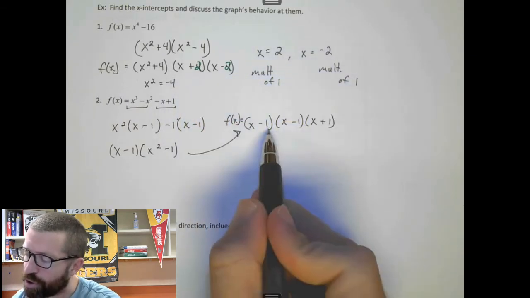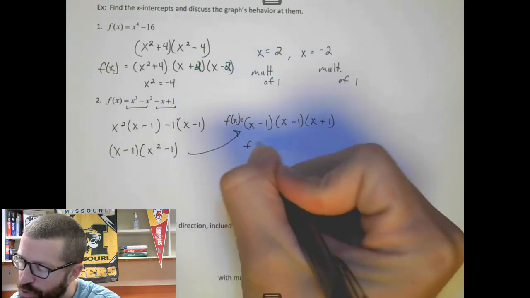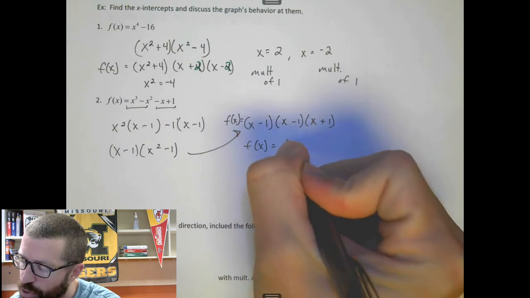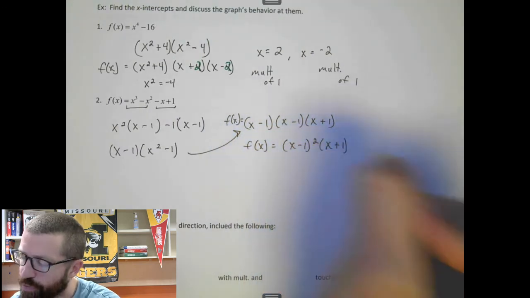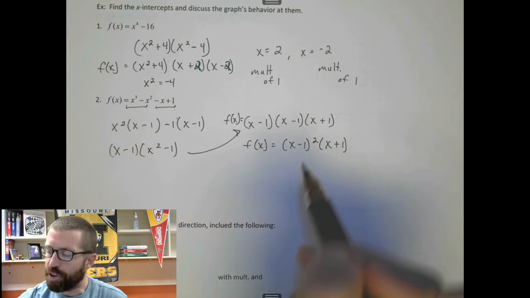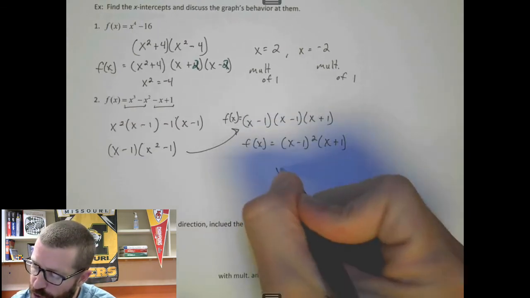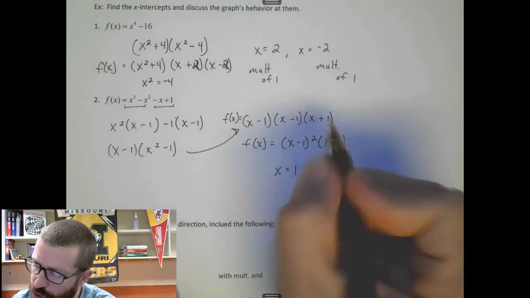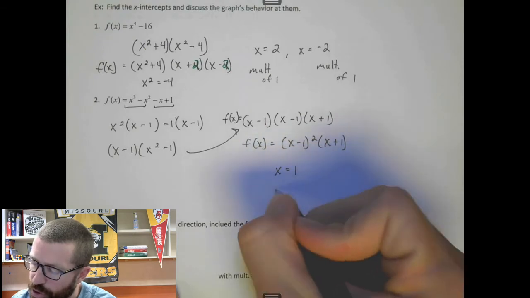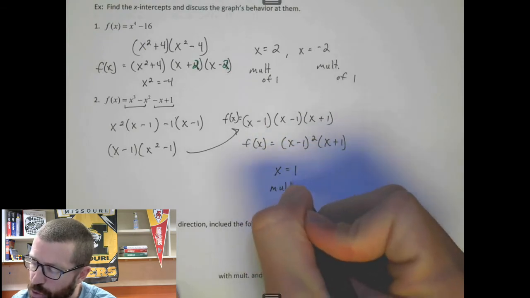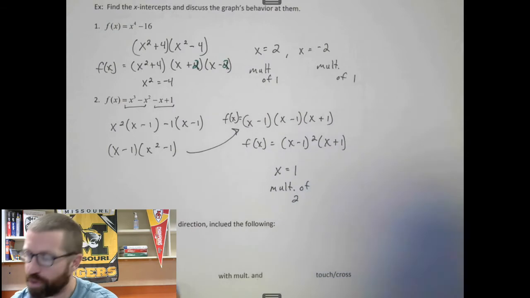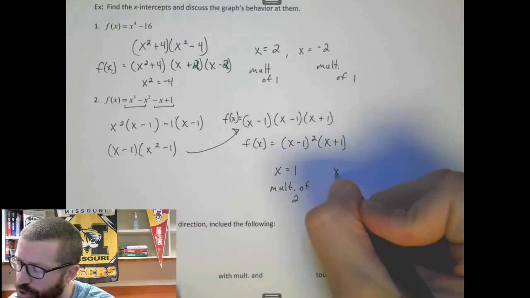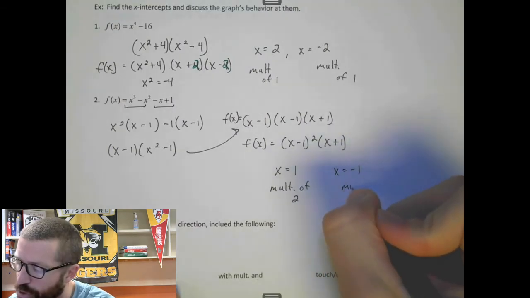You could also write this as f of x is equal to x minus 1 squared and then x plus 1. And so this is what the multiplicity of 2 would look like. So because there's 2 x minus 1s, x equals 1 has a multiplicity of 2. And so you would bounce off the graph there. And then x is equal to -1 has a multiplicity of 1.